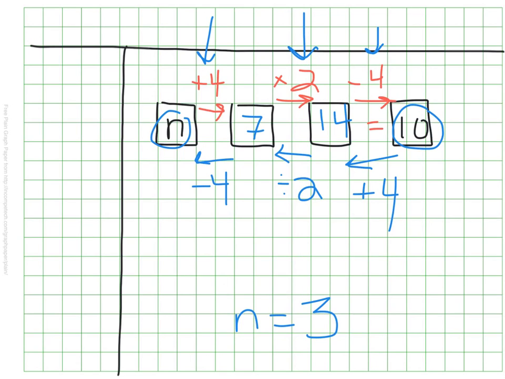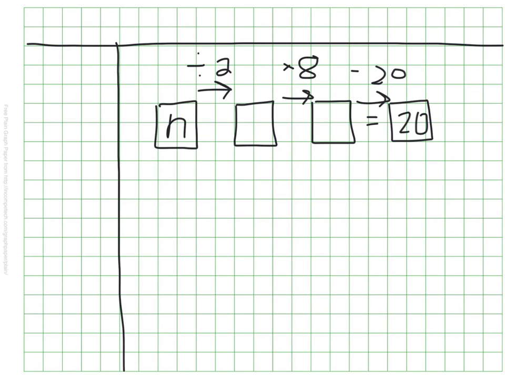I always like to double check that I did it correctly. So if my number was 3, 3 plus 4, yep, that makes 7. Then my 7 was multiplied by 2, that makes 14. And then I subtracted 4, which is 10, which is what I should have gotten. So I must have done it correctly. It all checks out. Let's do another one.